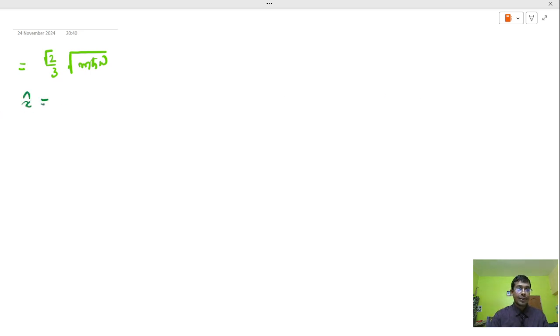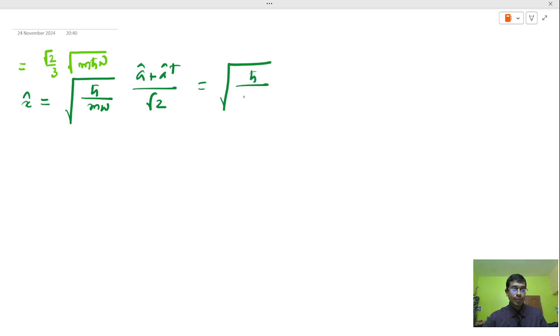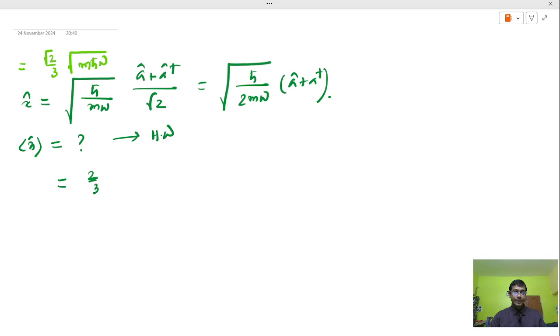Now you just calculate the expectation of x. We have x equal to root of h cross by m omega, times a plus a dagger by root 2, which is basically root of h cross by 2m omega times a plus a dagger, and you just find the x expectation. Do this in your homework, and I just write here the result. You just match with this result. Here this value would become 2 by 3 root of h cross by m omega.